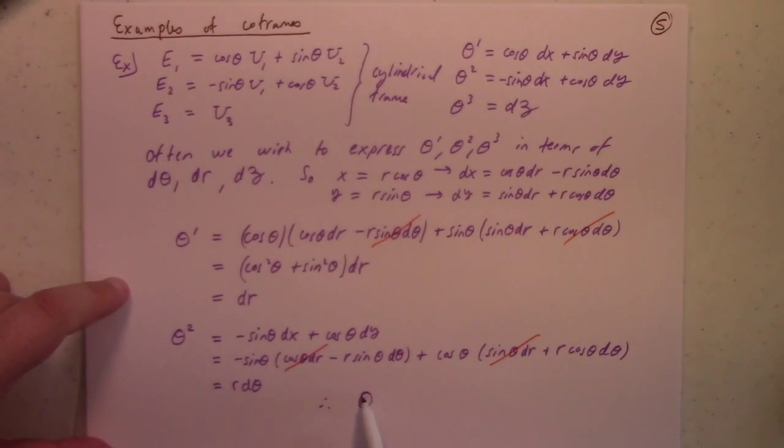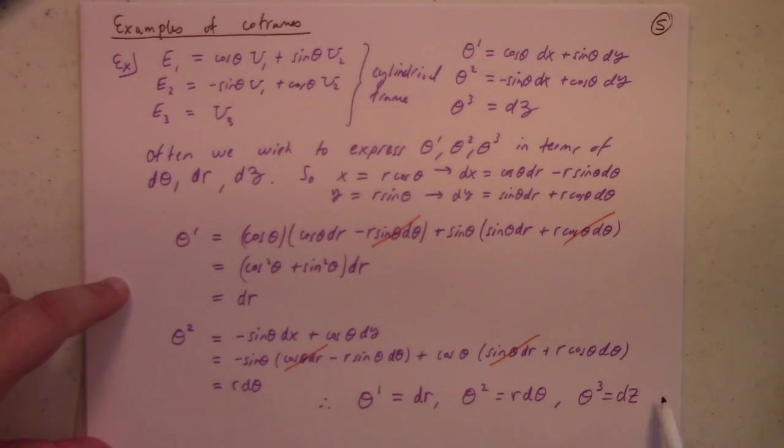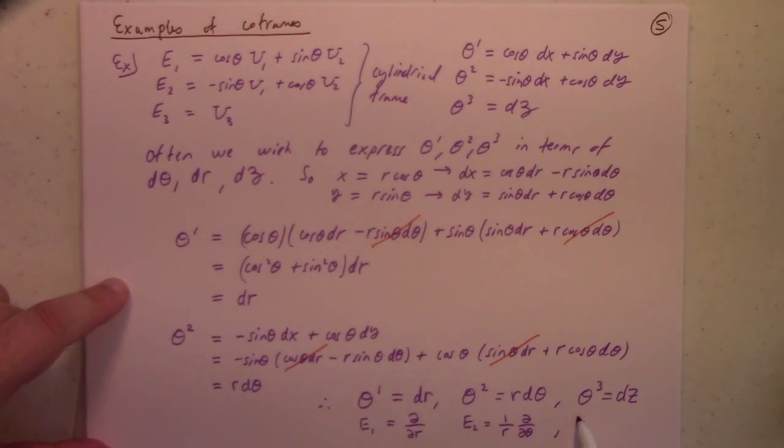So therefore, just to collect our thoughts, theta 1 is equal to dr, theta 2 is equal to r d theta, and theta 3 is equal to dz. That's the coframe for the cylindrical coordinate frame. Now, if you wanted to express the frame also in terms of vector fields of the coordinates, you actually could do this. E1 is partial r, and E2 is actually 1 over r partial theta, and E3 would actually be, well, that's easy enough, partial z, and it's easy to see why these are coframes, right?